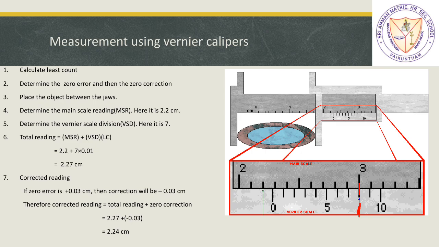Then the correction will be negative 0.03 centimeter. Therefore, the corrected reading, the formula you can see, is total reading plus zero correction. That will be 2.27 plus minus 0.03. So actually you are doing the subtraction, and the value will be 2.24 centimeter. So that's how we use the vernier calipers for measuring different small lengths.